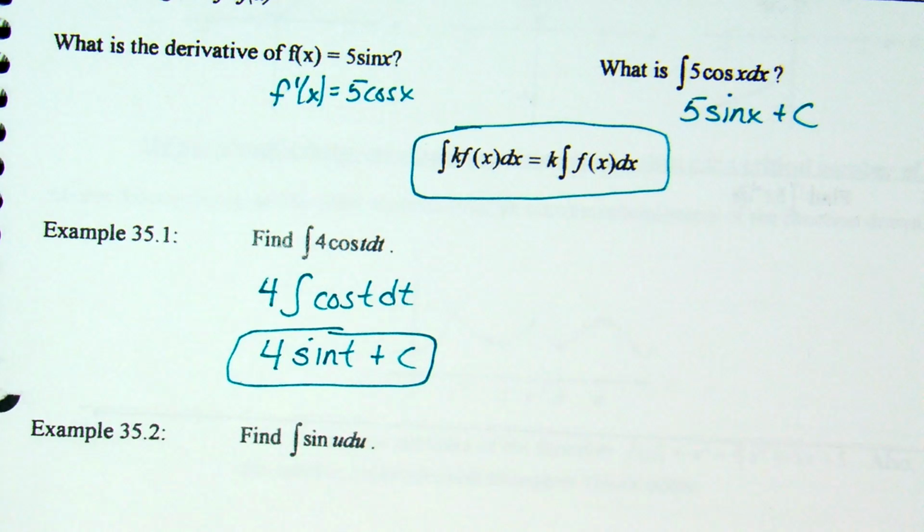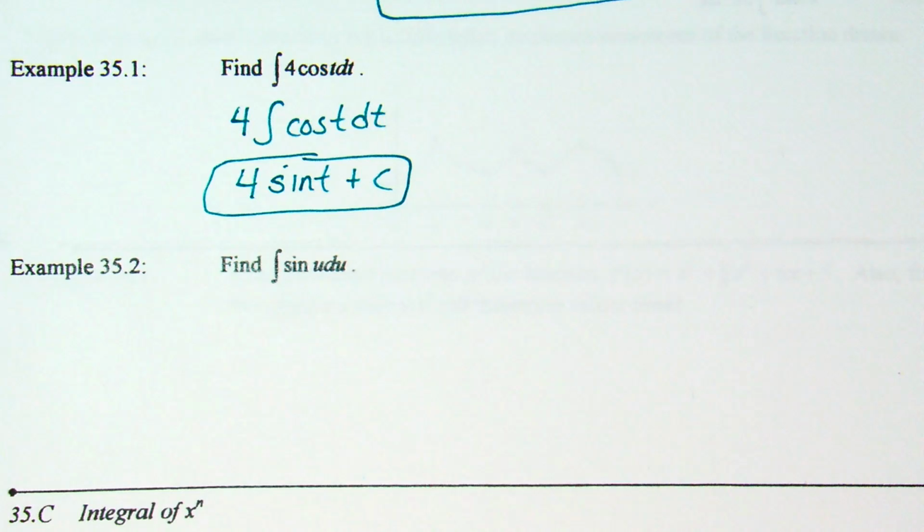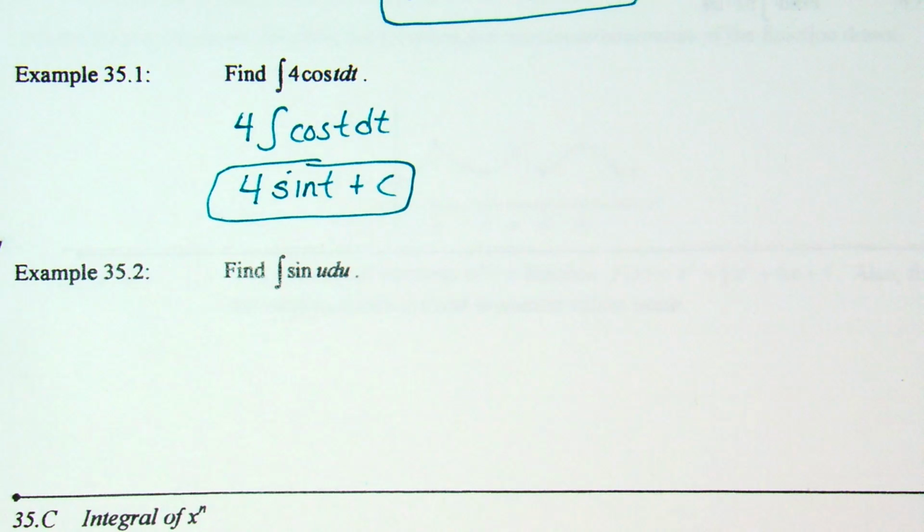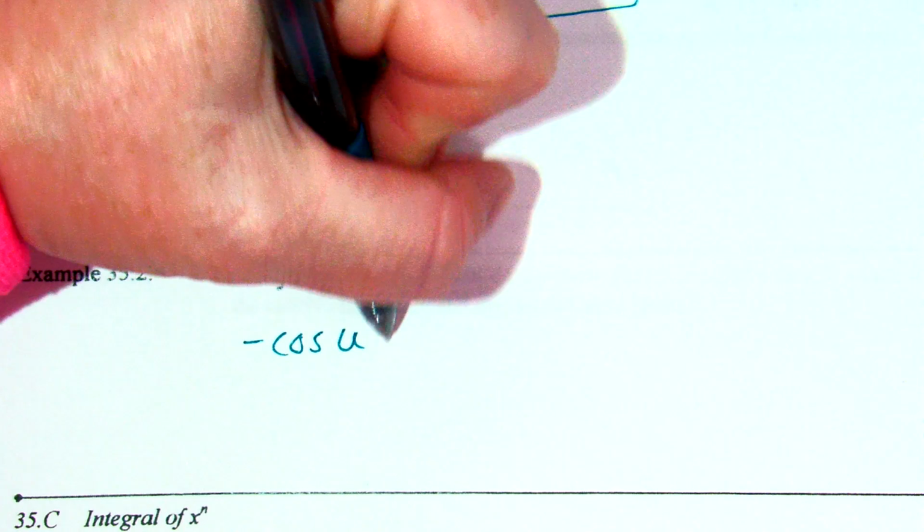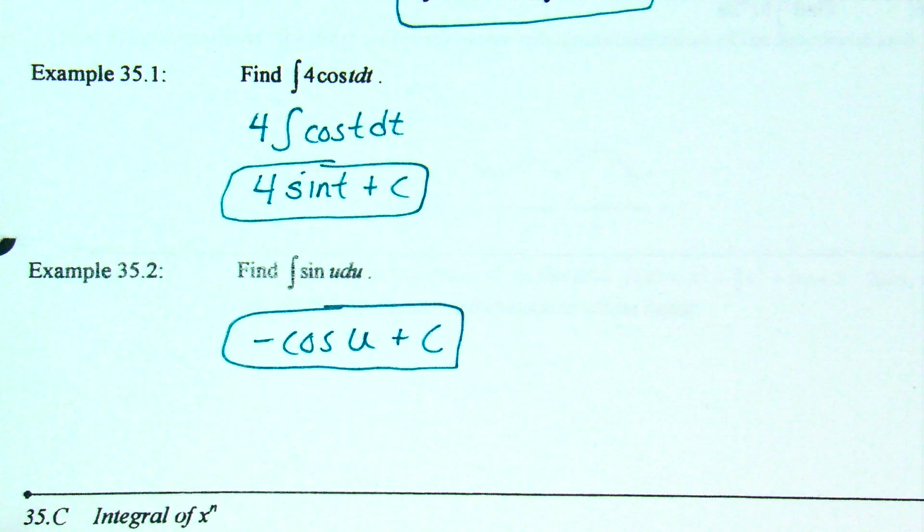Integral of sine u du. Last one had t and dt, so we had our answer in t. This one has u and du, so that just means my answer is going to be in terms of u. So integral of sine u. It's what do I have to take the derivative of to get sine? So my answer is going to be negative cosine u plus c. Now again, if you're struggling with these sines and cosines, side note.